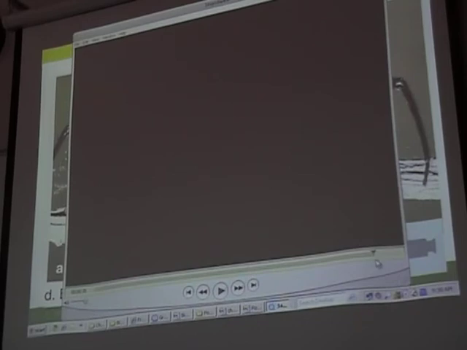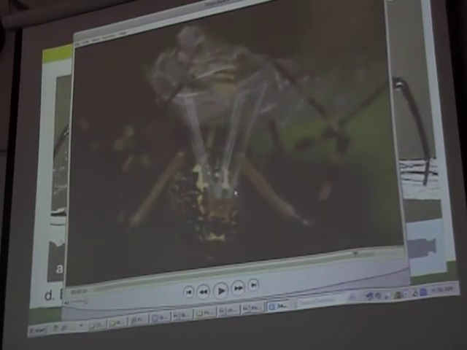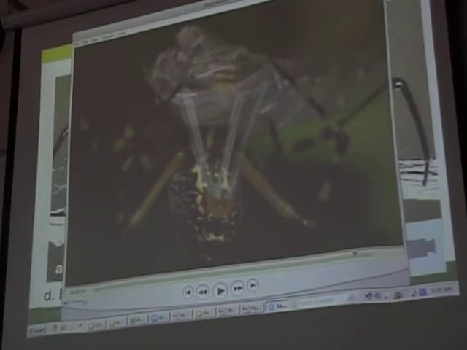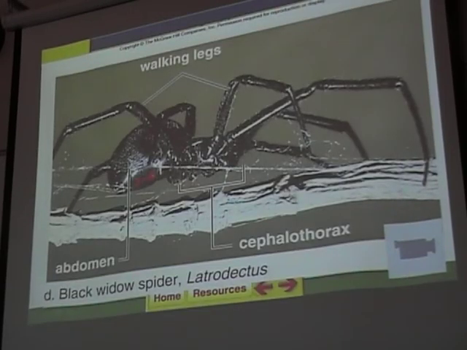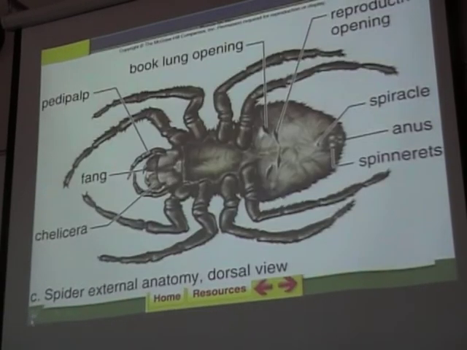That was a good shot of the web coming out of the spider there. Did that come out of the book lungs? No, not out of the lungs. It's an opening called a spinneret. Such a tiny hole for a lot of web.